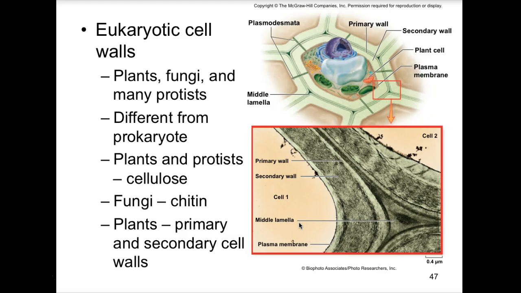If we look at the plant cell itself, the plant cell wall has a primary cell wall and a secondary cell wall. And in between there, you typically have what is referred to as the middle lamella. So here you can see the primary cell wall. Here's the secondary cell wall. Here is the middle lamella that is going to occur between two primary cell walls.